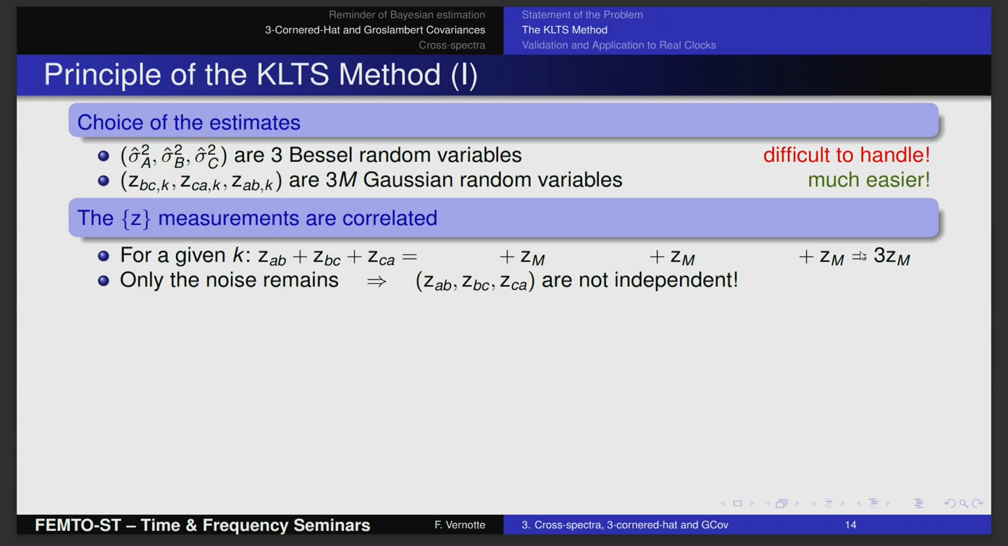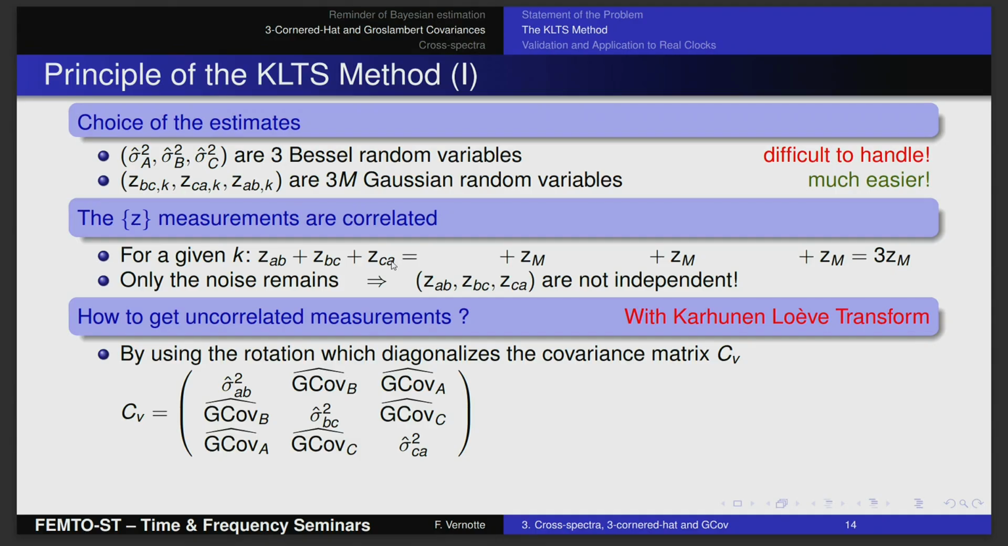So it's relatively easy to get the noise measurement directly from your measurement. You just have to sum them all. So it also means that the difference measurements ZAB, ZBC, and ZCA are not independent, because if you have no noise, for instance, the sum of these three quantities is equal to 0. So there is a relationship between them. They are not independent. They are dependent. They are correlated. So we have to make them uncorrelated. How is it possible to make them uncorrelated? We can use the so-called Karhunen-Loeve Transform.